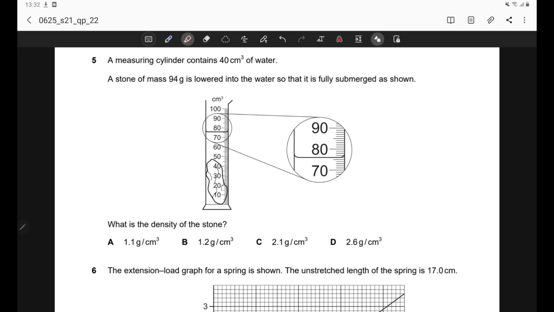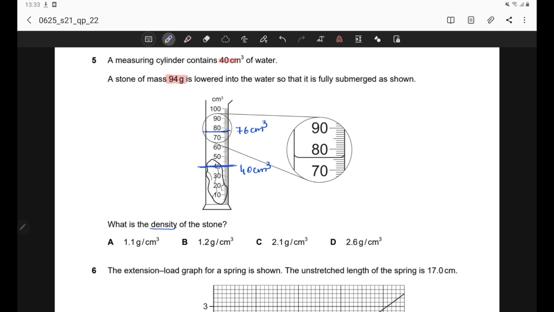Question number 5. A measuring cylinder contains 40 centimeter cube of water. A stone of 94 gram is lowered into the water so that it is fully submerged, as shown. So we can see there is a cylinder which contains water. Initially, before putting the stone, the volume of water was 40 centimeter cube. Once we put this irregularly shaped stone, definitely the level of water will increase, and the new volume we can see is 76 centimeter cube.